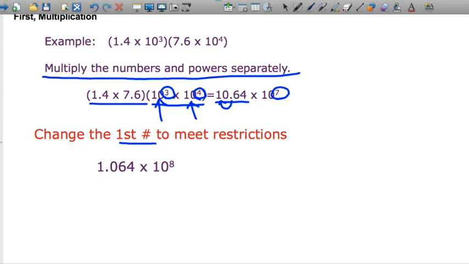Now I've subtracted a power of 10 over here on the left side, which means in order to keep things balanced, I have to add a power of 10 on the right side. So you'll notice now I have 1.064 times 10 to the 8th. Subtracted a power of 10, added it over to this side.